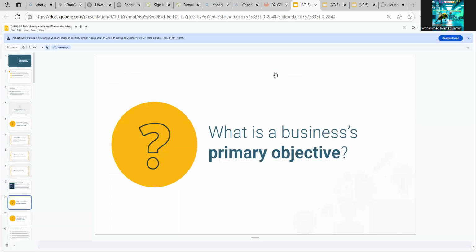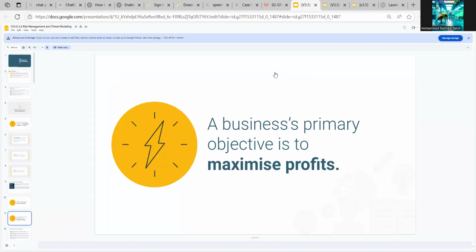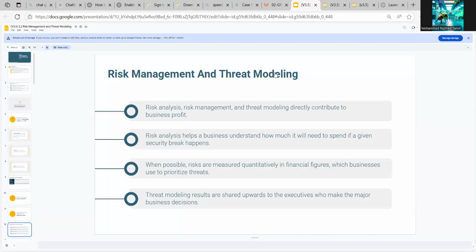What is the business's primary objective? The primary objective is profit. Always maximize profit is the business's primary objective. Risk management and threat modeling are driven by this primary objective. Risk analysis is important because it quantifies how much a business will need to spend in the event of a given security breach. This allows the business to plan for such an event before it occurs. Threat modeling is important because risks come with a price, which the business will have to pay if the threat is realized. Threat modeling allows them to prioritize the most expensive risks.